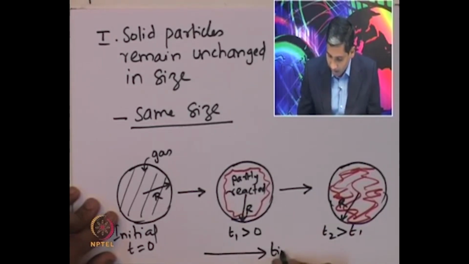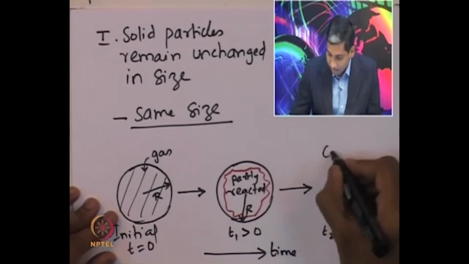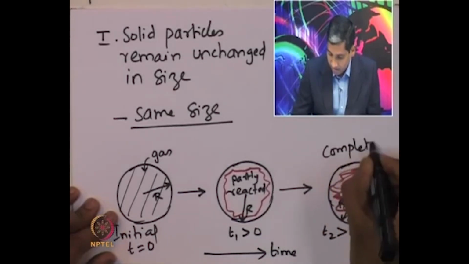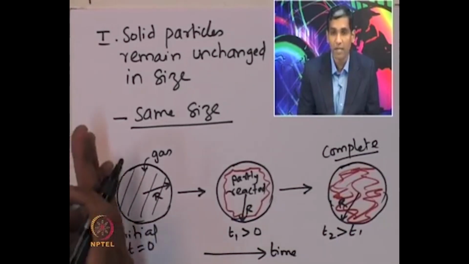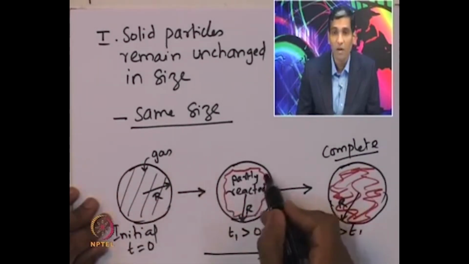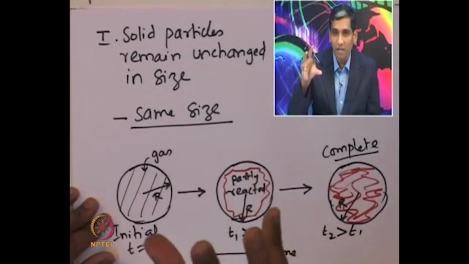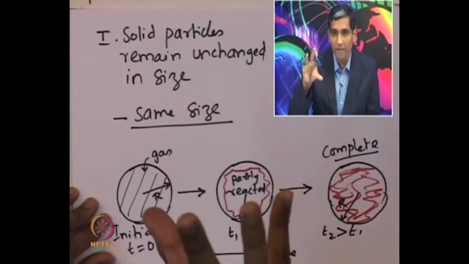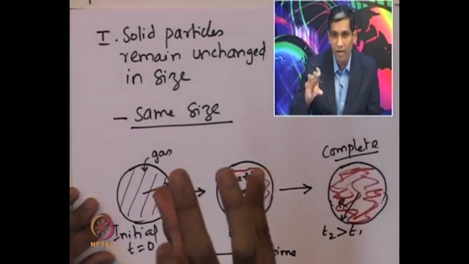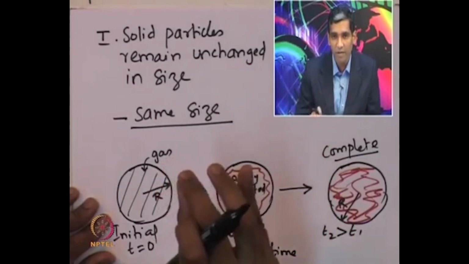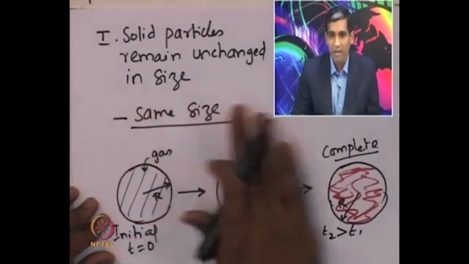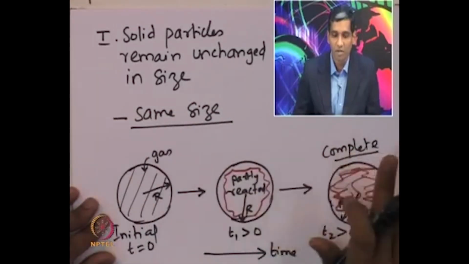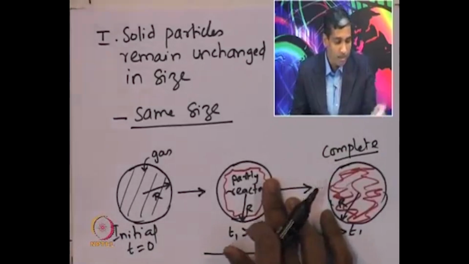So, as time proceeds, this might be a complete conversion situation. Slowly the gases will go inside, and then the reaction will start occurring from the outer periphery, and the reactants will go inside and the reaction will proceed inside and the complete conversion will occur. However, while the reaction occurs, the size of the particle does not change. Now, how is this possible?